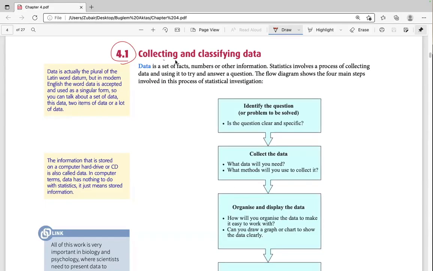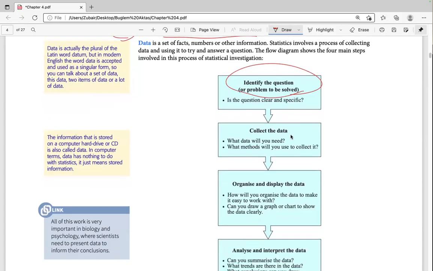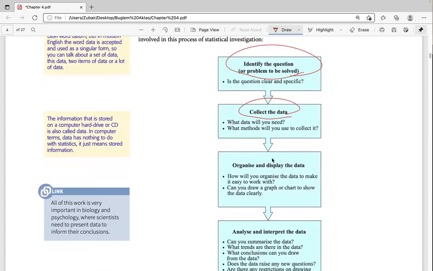So collecting and classifying data. Data is a set of facts, numbers, or other information. Statistics involves the process of collecting data and using it to try and answer a question. The flow diagram shows four main steps. So first we identify the problem, and then we collect data. What do we need to know? Then organize and display data.